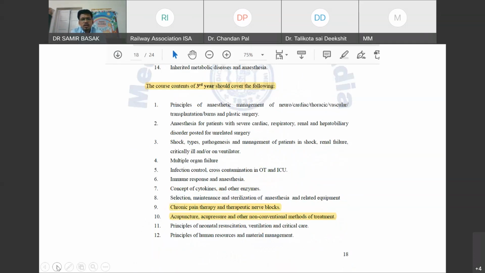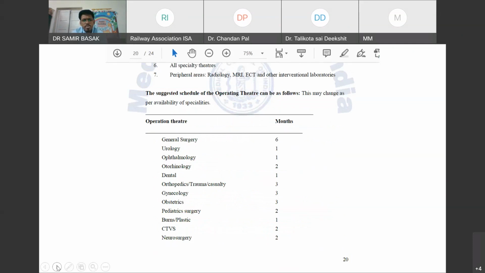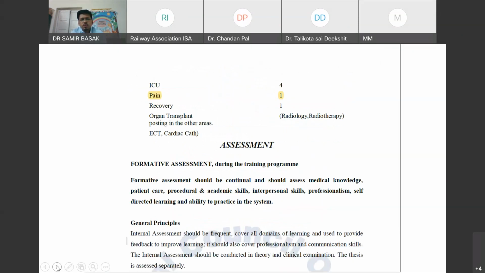Next, in the third year, comes chronic pain therapy and therapy for acute nerve block. Next come a few other physical therapies, non-invasive and semi-invasive therapy, acupuncture, acupressure, and non-conventional treatment, all in the third year. Neuro-augmentation, neuromodulation, and the intrathecal pump, everything in the third year. And regarding the training, out of the total OT posting, 1 month is dedicated to pain therapy, a 1 month posting.